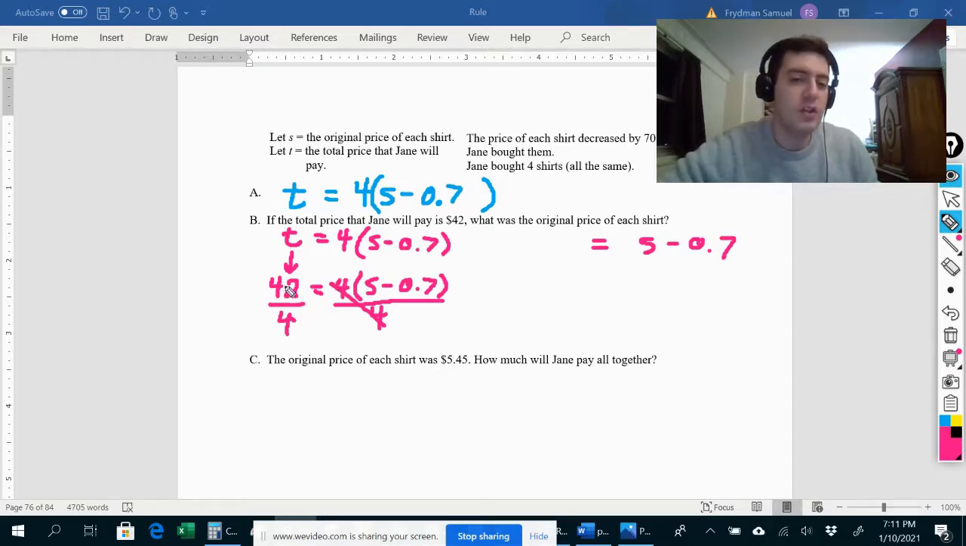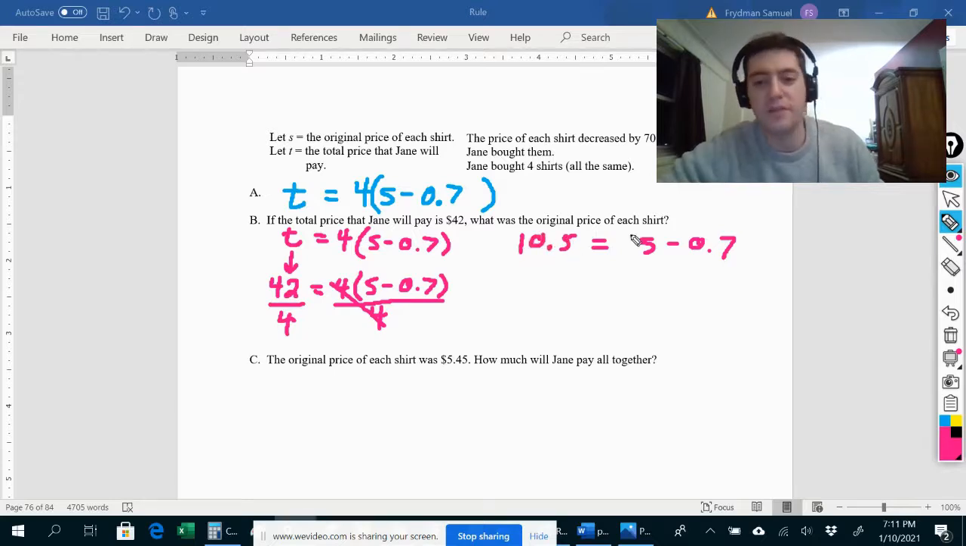And then 42 divided by 4. Let's see, 4 goes into 40 10 times, and then there would be an extra 2, right? So 4 goes into 2 a half of a time because 2 is half of 4. So on the left side, I'm going to get 10.5, which is 10 and a half. And then the last thing that I need to do, since this is subtraction over here, the inverse of subtraction is addition. So I would need to add 0.7 to both sides.